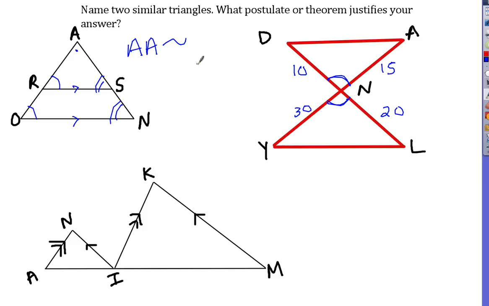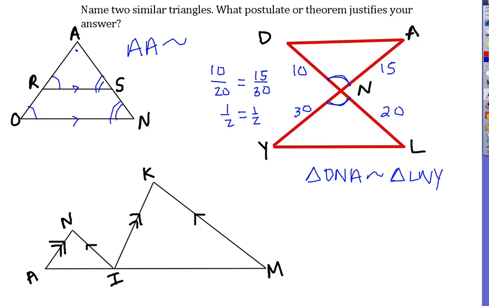Okay, so let's see, 10 corresponds to the smallest side here, to 20, and 15 corresponds to the larger side, which is 30. 1/2 equals 1/2. Awesome. So I'd have to say triangle DNA is similar to triangle LNY.